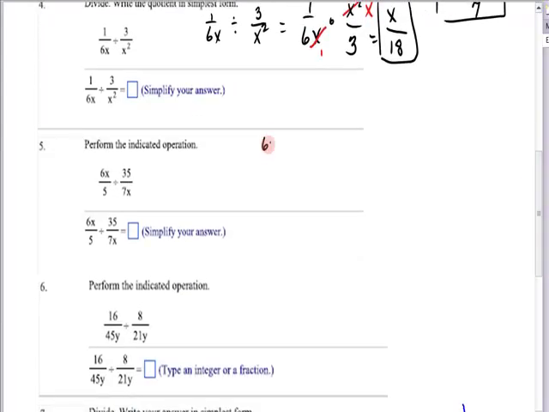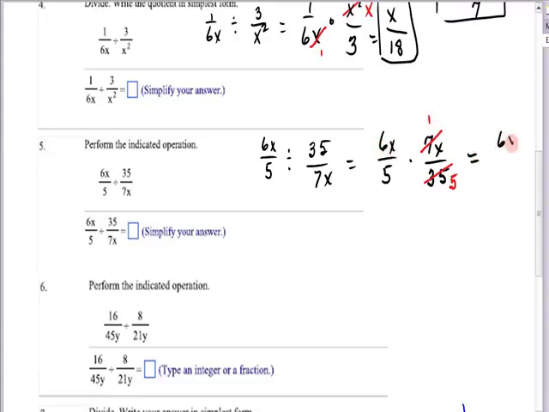Number 5. I have 6x over 5 divided by 35 over 7x. Got to do keep, change, flip. So that's 6x over 5 times 7x over 35. We have a tendency to overlook this, but up and down, I have a common factor. 7 goes in there once, and 7 goes in there 5 times. The x's are both on top, so I can't do anything with those. So I multiply 6x times 1 for 6x, and 5 times 5 for 25.